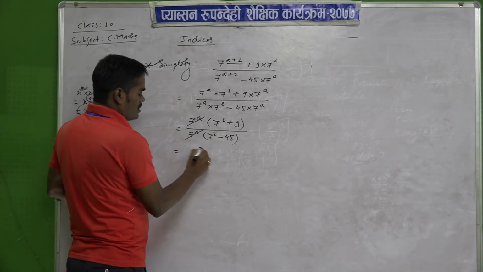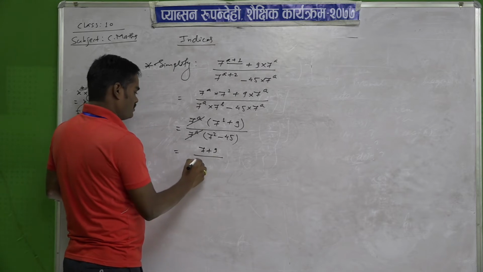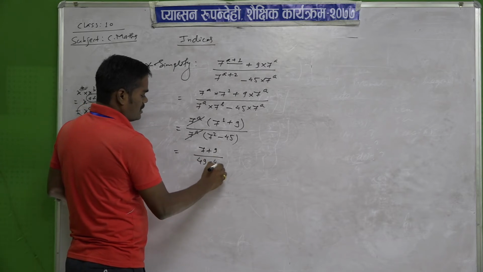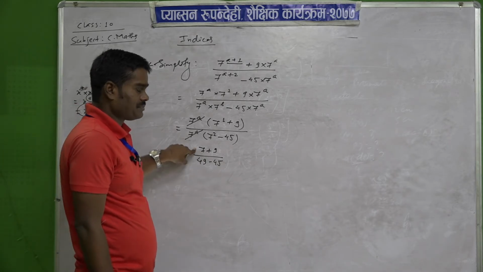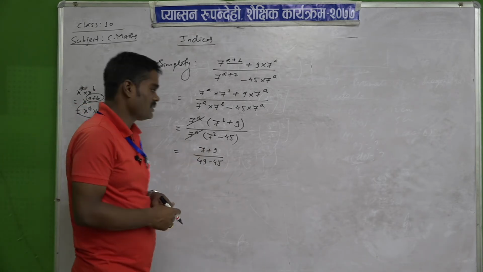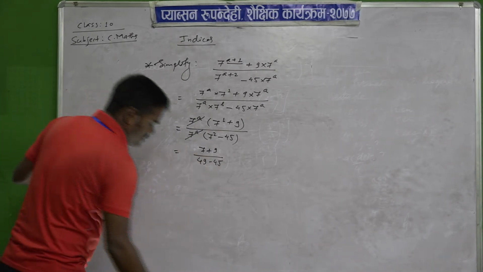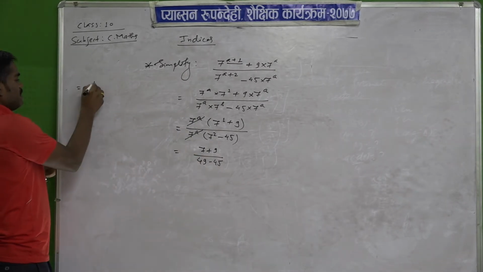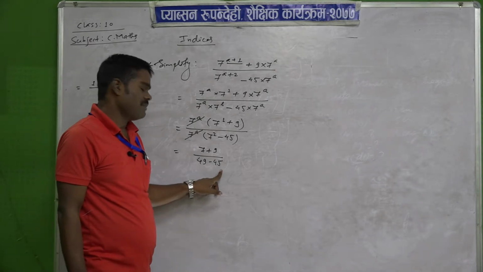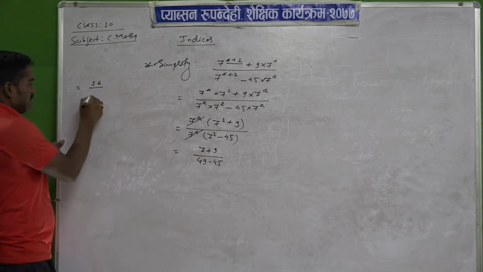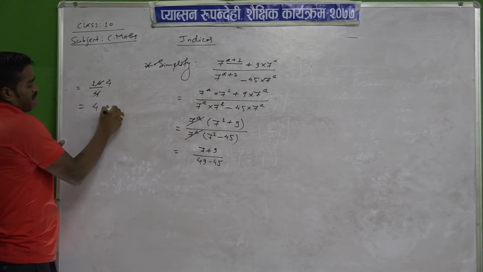So 7 power 1 means what? 7 plus 9. 7 square means what? 49 minus 45. And then 7 plus 9 means what? How much is 7 plus 9? 16. So 16, and then 49 minus 45 means 4. So 4 ones are 4, 4 fours are 16. So 4 is the answer.